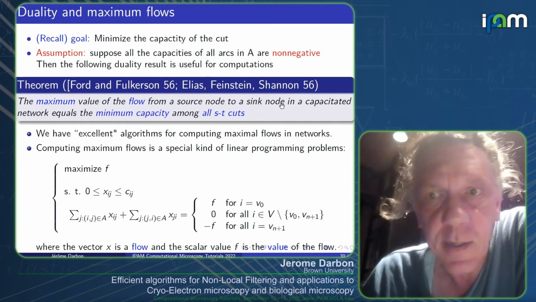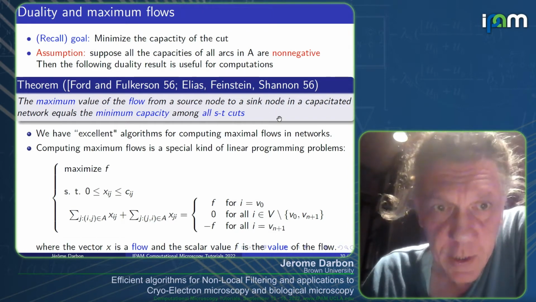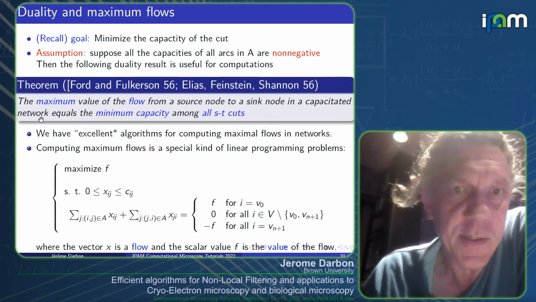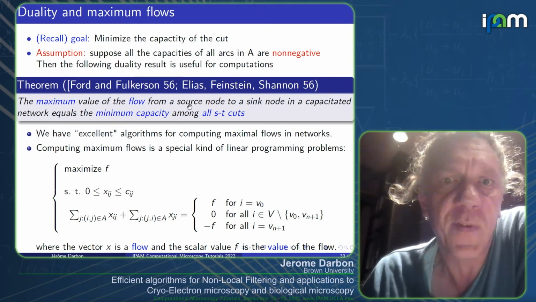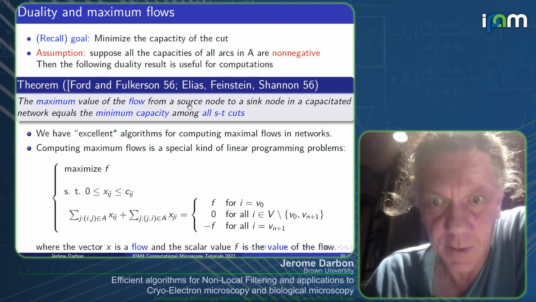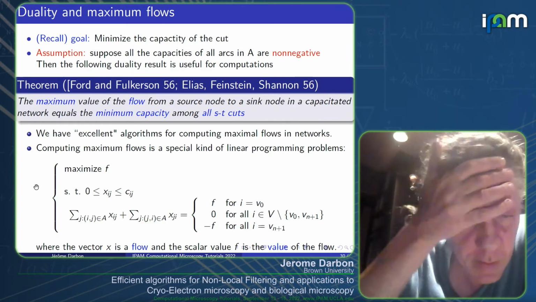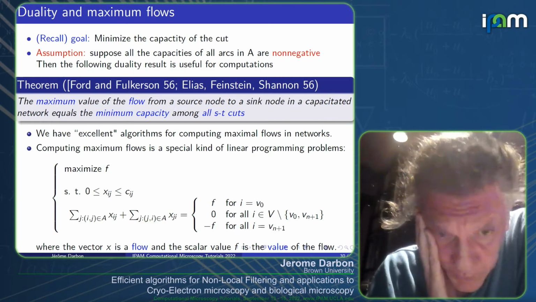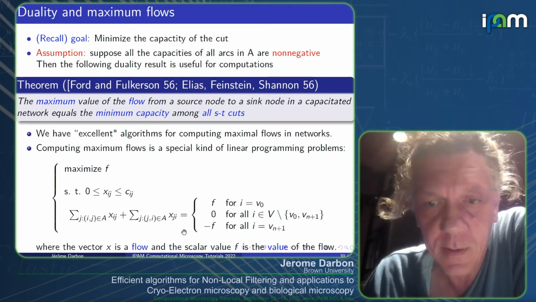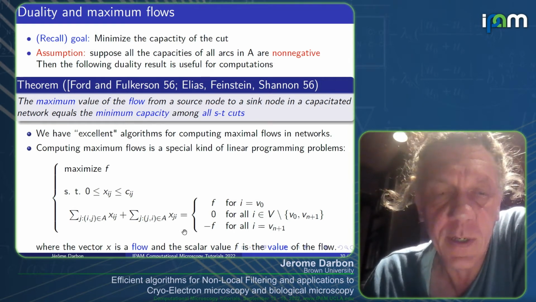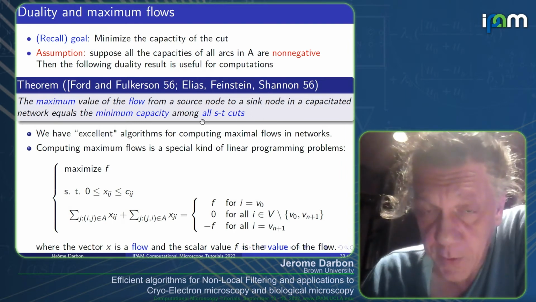And they tell you that finding the minimal capacity among all cuts in the graph is equivalent to a special kind of linear program that is called the maximum flow in the corresponding graph. So here, just to be comprehensive, I write the maximum flow. It's a special kind of linear programming problem. And the key upshot of this result is as follows.